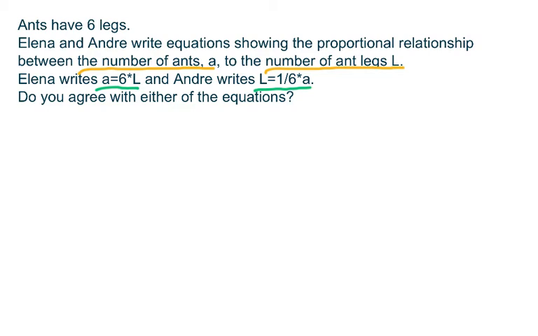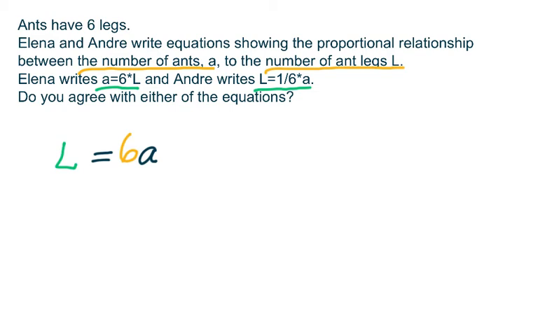So I'm actually going to build my own equation first, and then I'll compare it to what they have written themselves. So I'm thinking about this as, here are the number of ants. And for every ant that I have, I get 6 legs. So if I have 1 ant, I get 6 times 1 is 6. If I have 2 ants, 2 times 6 is 12, etc. So this allows me to say that 6 times A equals L, the number of ant legs.